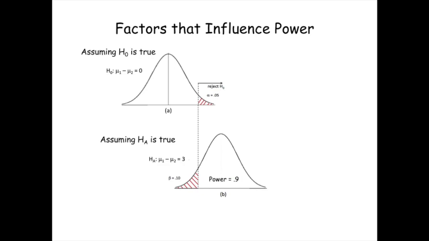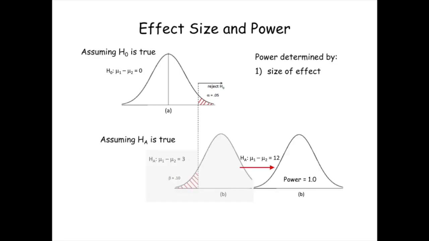I'm going to play with these models to show you the 4 characteristics that affect power and how they do so. First, let's look at the effect size. This is a measure of how different the research hypothesis is from the null hypothesis. This is what happens when the hypothesized mean difference increases, in this case from 3 to 12. The distribution shifts to the right and is now completely within the rejection region. So the power of the test has increased. Bigger effects are easier to see and result in more power.